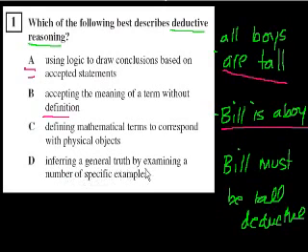D, inferring a general truth by examining a number of specific examples. Well, this is more of what I had just talked about, inductive reasoning. So they want to know what deductive reasoning is, so I'm going to go with A. You use logic to draw conclusions based on accepted statements. Next problem.